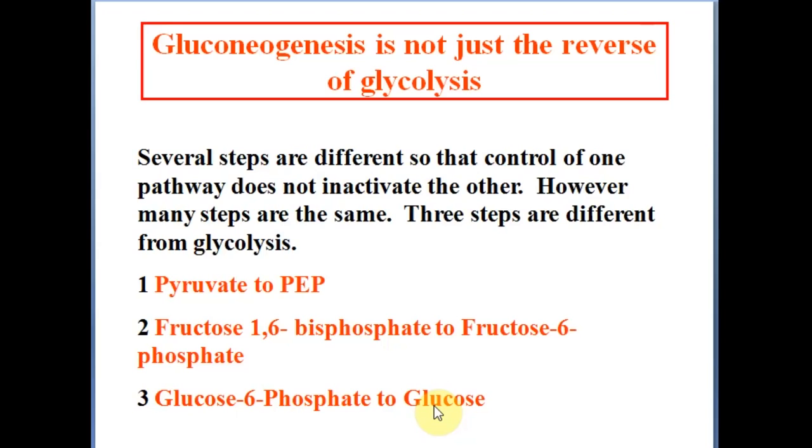The first one, pyruvate carboxylase, is concerned with the conversion of pyruvate to oxaloacetate. Phosphoenol pyruvate carboxykinase is concerned with the conversion of phosphoenol pyruvate, which is coming from oxaloacetate. Fructose 1,6 bisphosphatase is involved in the conversion of fructose 1,6 bisphosphate to fructose 6 phosphate. And glucose 6 phosphatase is involved in the conversion of glucose 6 phosphate to glucose.